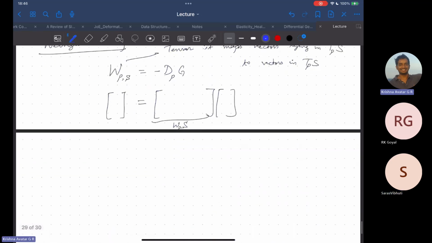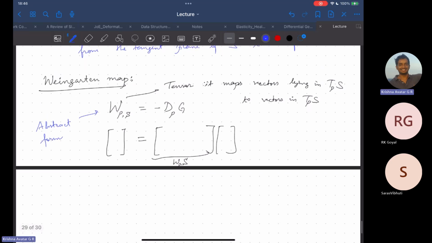And once we know the Weingarten map, we know what it means and how it represents. So now let's try to understand the Gauss-Weingarten map. As of now, this is in abstract form, because all we know is that it is a mapping. It only maps, and it's linear because of its very nature. Because the differential is linear, right? d by dx is a linear operator, right?